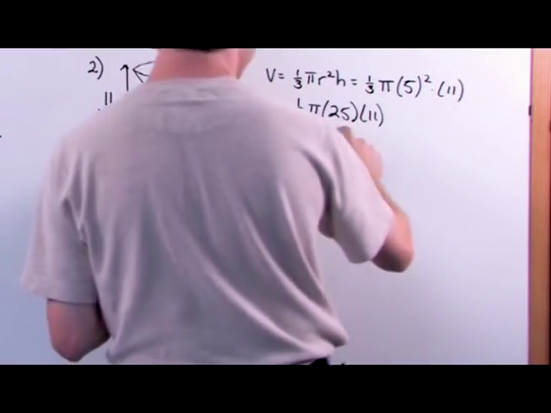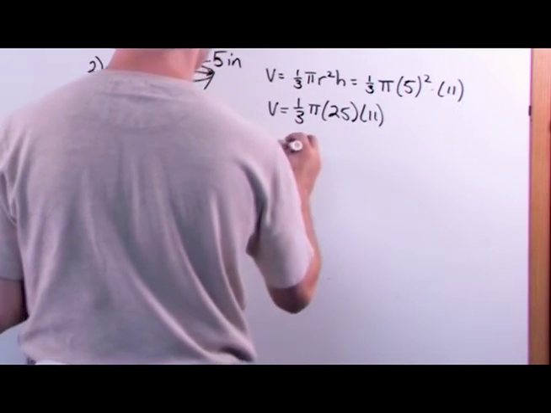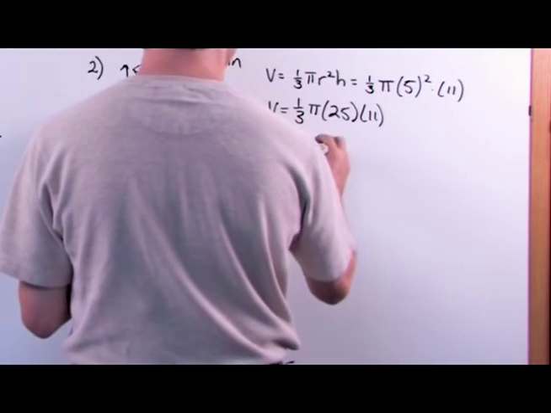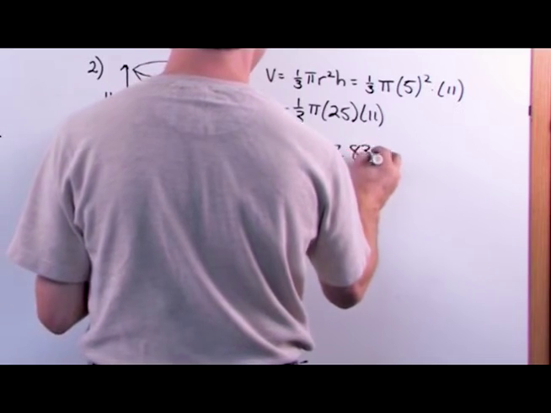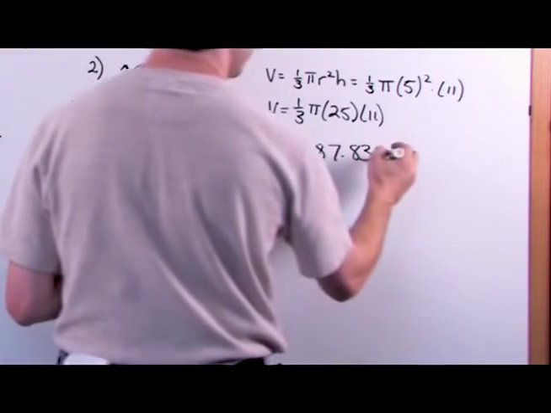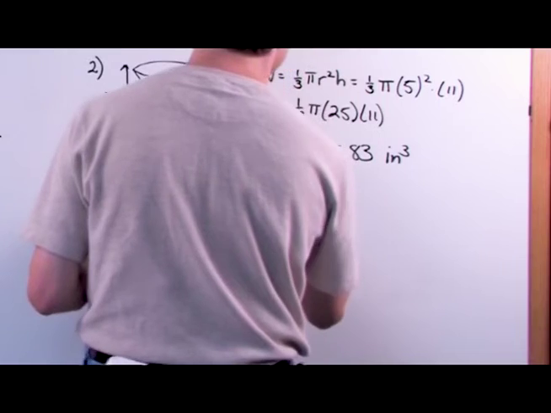1/3 times pi times 25 times 11. You just go ahead and put it all in there, or you can do that by hand, and you'll get 287.83. And here we're dealing with inches, so it's going to be inches cubed because it's volume.